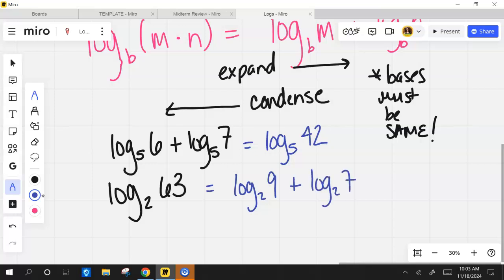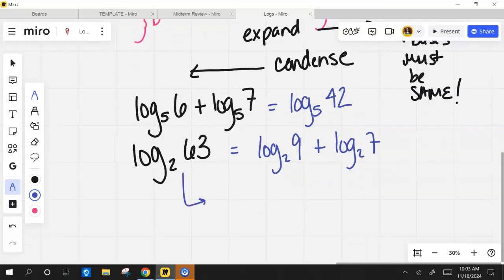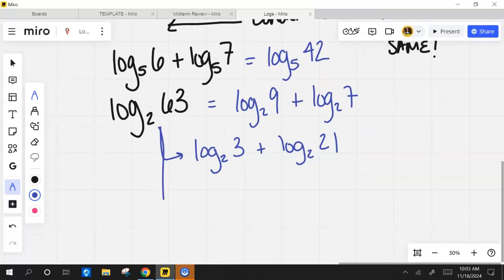Does anything else multiply to give you 63? I could also say this is the same thing as log base 2 of 3 plus log base 2 of 21. Right? I could also say log base 2 of 2 plus log base 2 of 31.